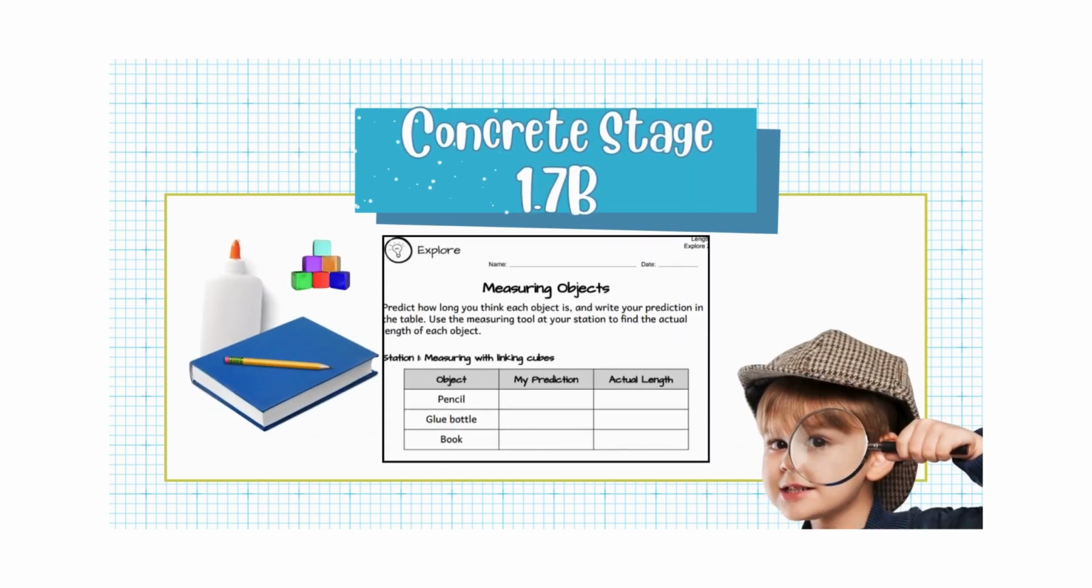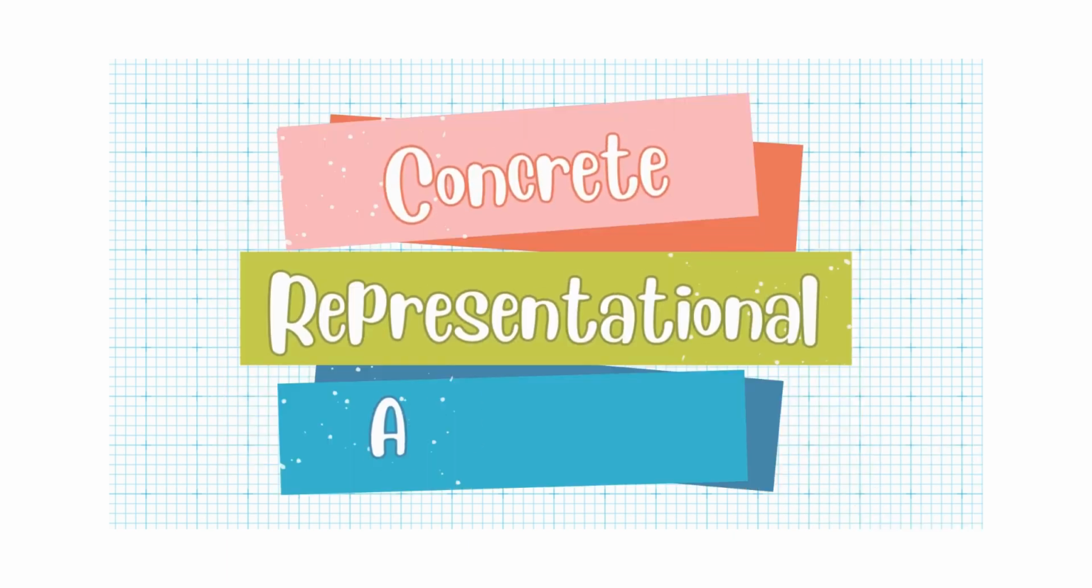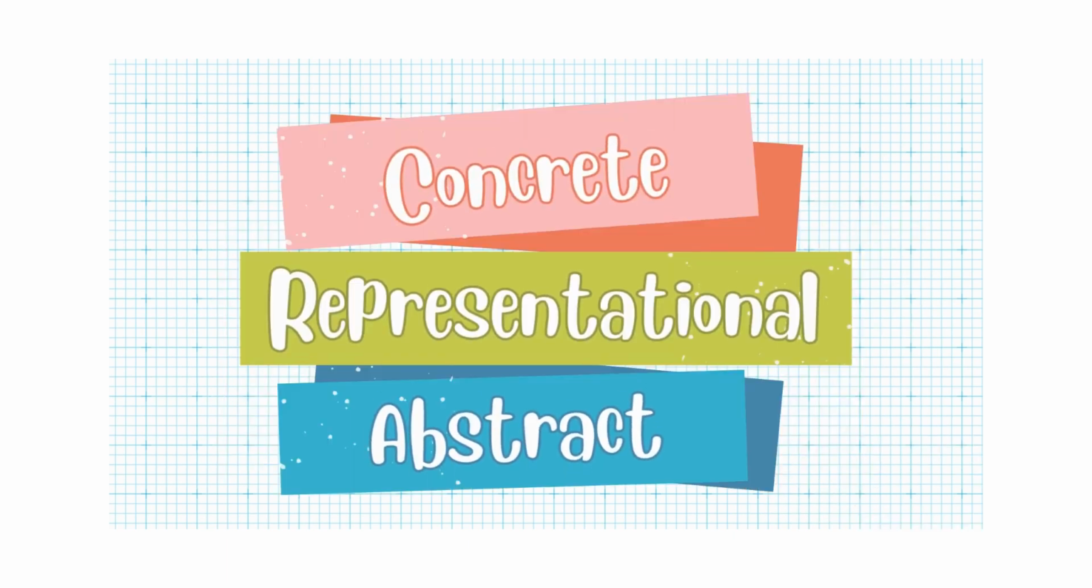Finally, have students use non-standard units to measure different objects. Offer multiple opportunities to use different non-standard units to measure different objects and allow them to record their findings using numbers and descriptive words. This concludes the explanation of the concrete stage of the CRA progression to help students understand linear measurement.